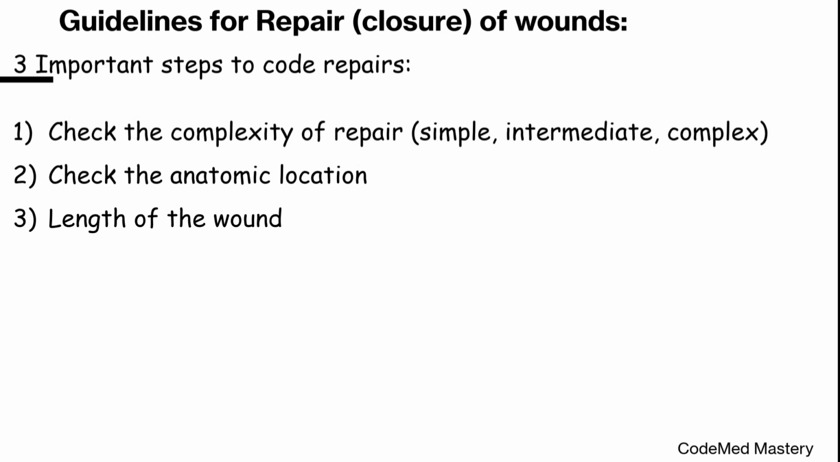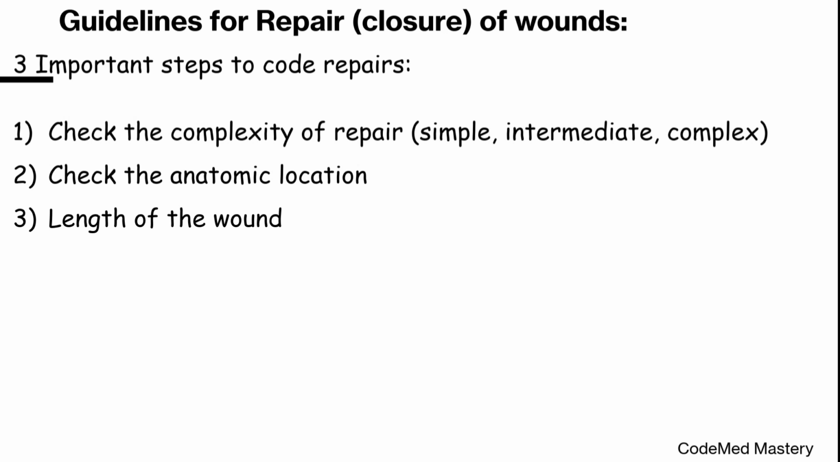If it is simple one layer closure, then it is simple repair. If it is layered closure of one or more of the deeper layers, then it is intermediate repair. And also single layer closure of heavily contaminated wounds that require extensive cleaning is intermediate repair. And complex repair includes repair of wounds that require extensive undermining, and also there will be exposure of bone, cartilage, tendon or named neurovascular structure, and also there will be debridement of wound edges. Therefore, by reading the operative report, you have to find out what kind of repair it is.